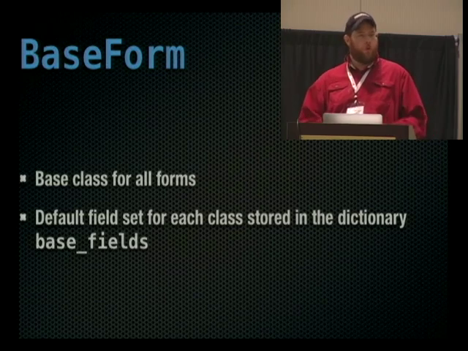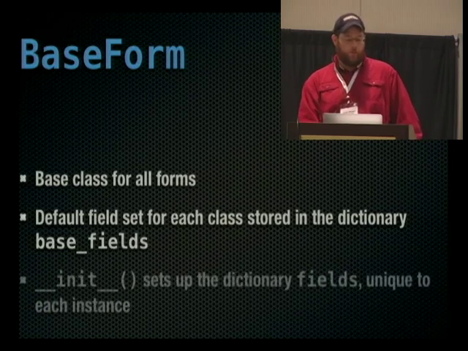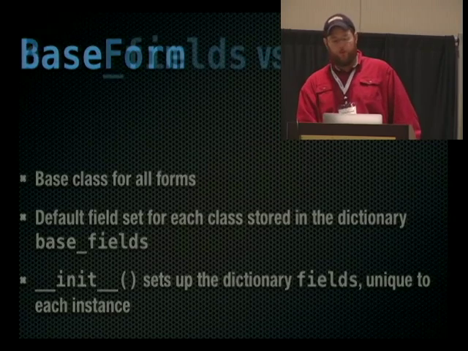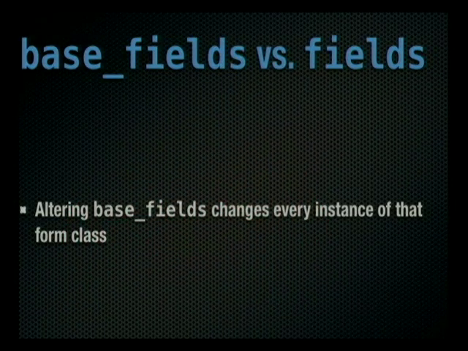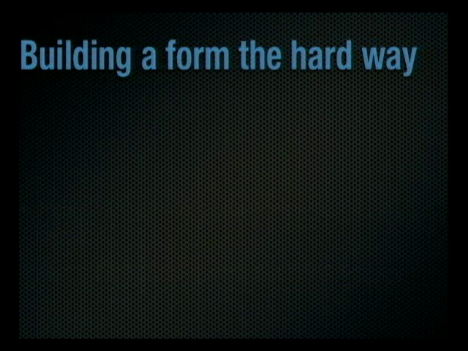Basically, base form makes sure that all of the fields you defined on the form end up in a dictionary called base fields. Then when you instantiate one, it sets up a dictionary called fields, which is unique to the instance. Why do we have two of these? There's a good reason. If you reach into a class and change base fields, you are changing what the fields will look like on every instance of that class that gets created after that point. If you reach into an instance and change fields, you're changing only what's on that specific instance. Sometimes each of these is a useful thing to do. That's why they're separate, and that's why there's two different things to tinker with.